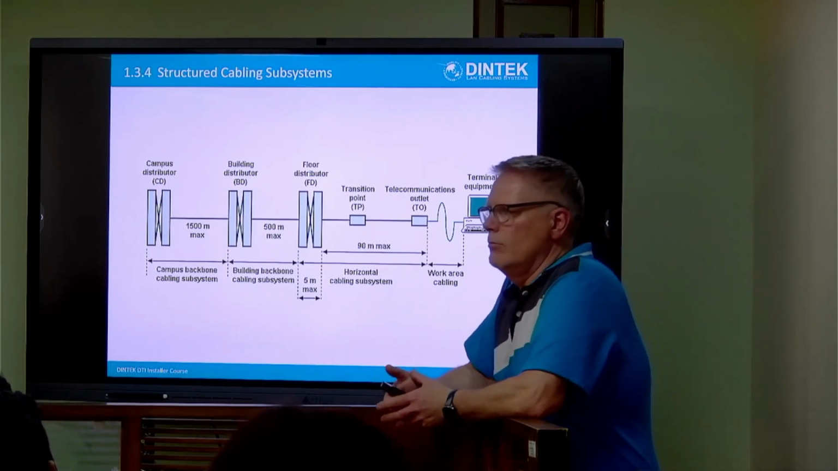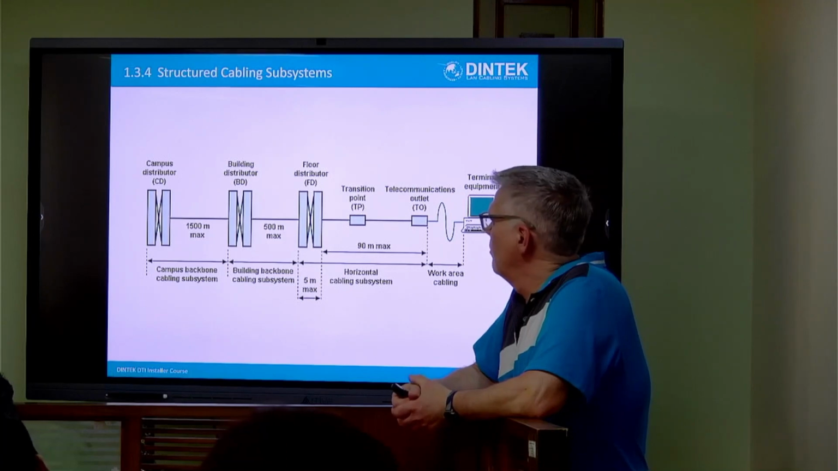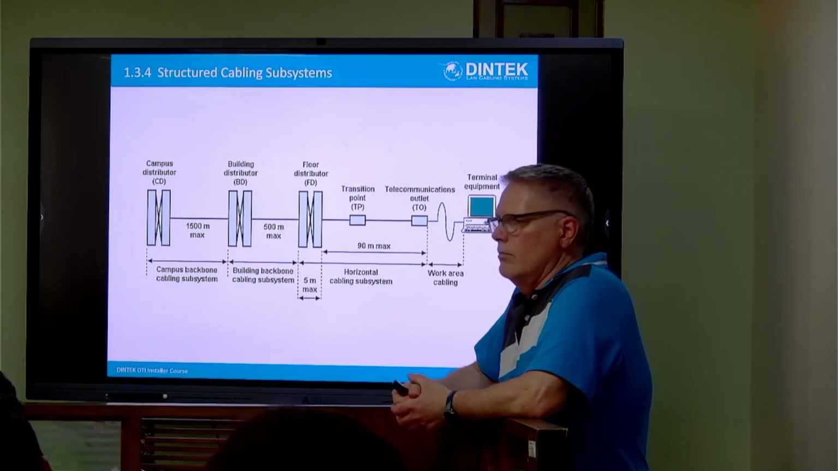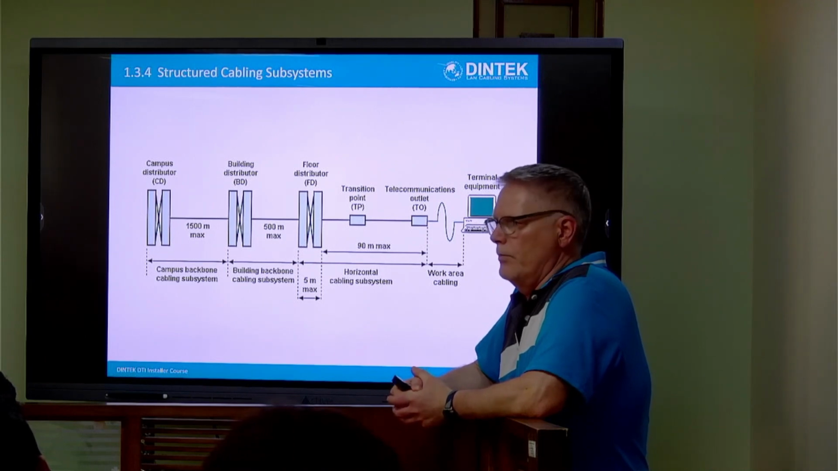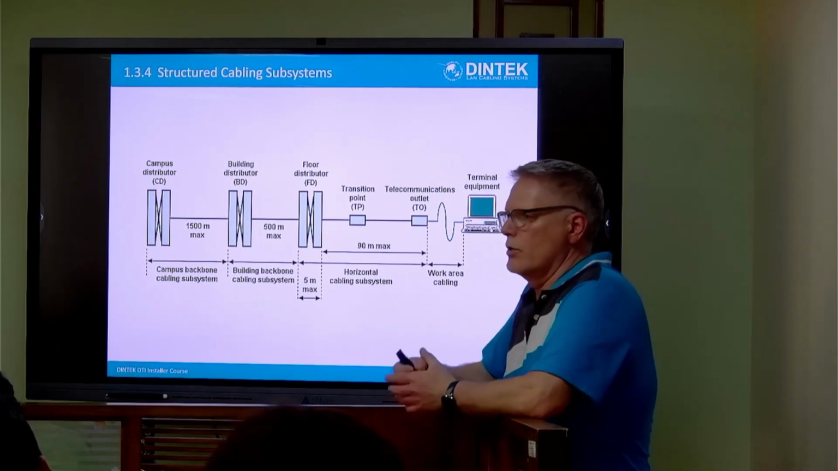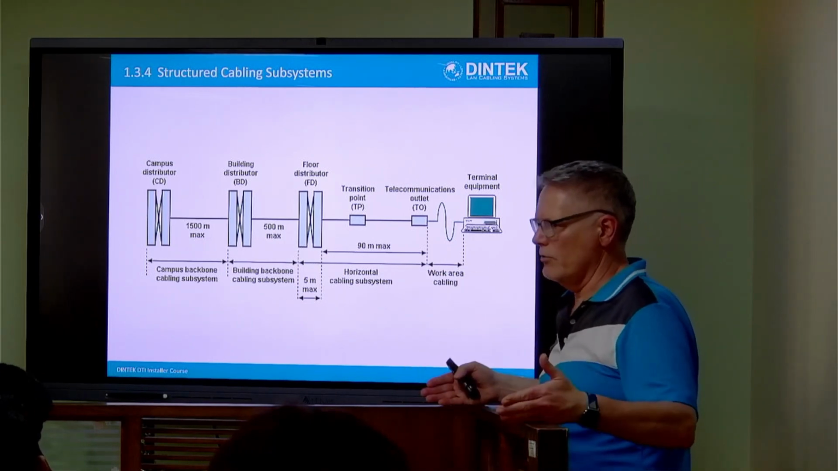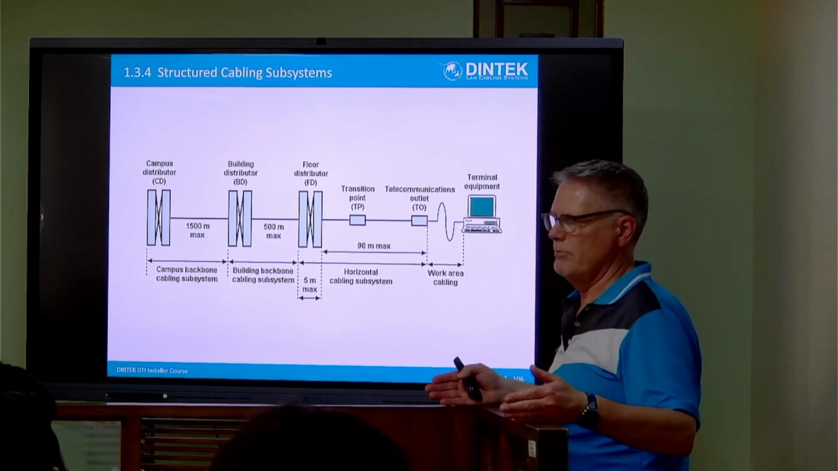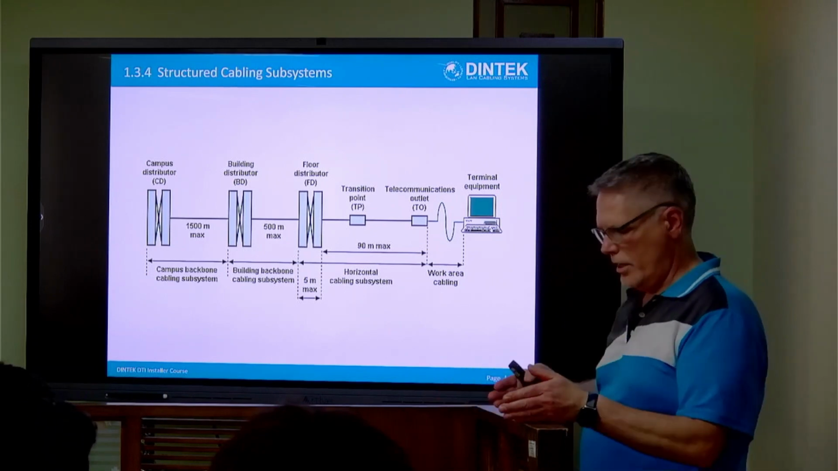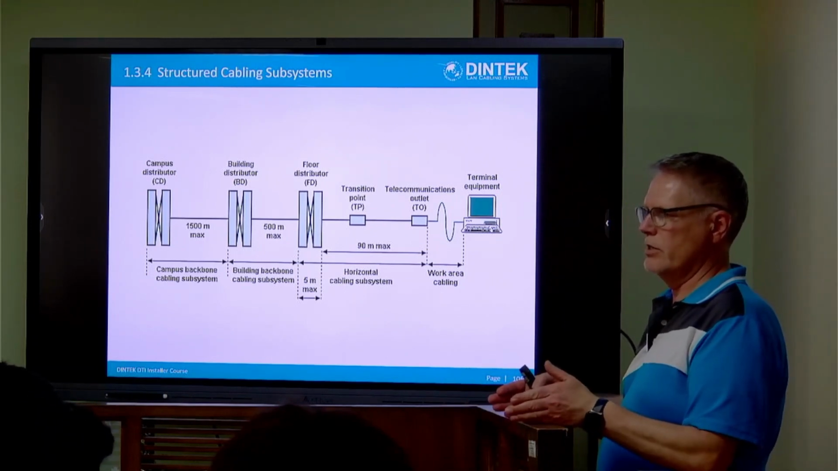If it is building distributor to floor distributor, is the 500 meter max? Can you use copper? No. Because it's saying 500 meters max, but of course if you went out to 500 meters, you'd have to be using fiber. You can only go 90 meters if it's copper.